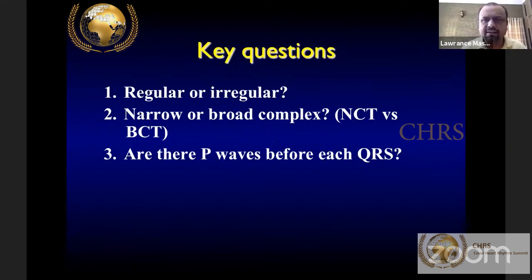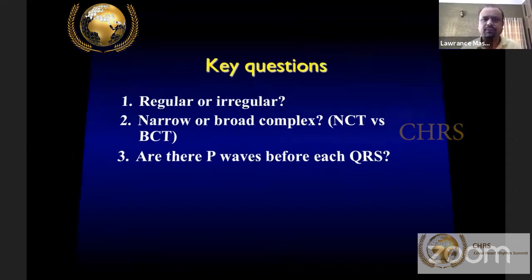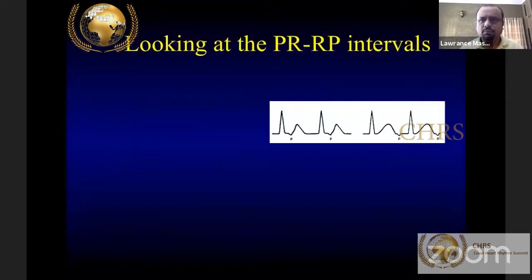Another thing you have to identify is whether there is a P wave before each QRS. This is the most important point which is going to help you in diagnosing this. As I told you, the most important thing you are going to look at in a narrow QRS tachycardia is the PR and RP relationship. Unlike in sinus rhythm, your tachycardia ECG will not clearly show a P wave. You have to identify a P wave by looking into the ST segment or the PR segment area. You will usually see a small deflection, which you do not usually see in an ST segment.